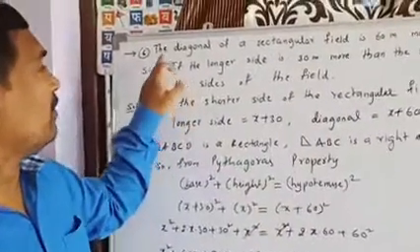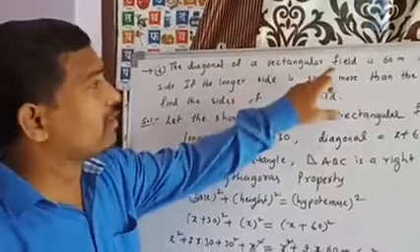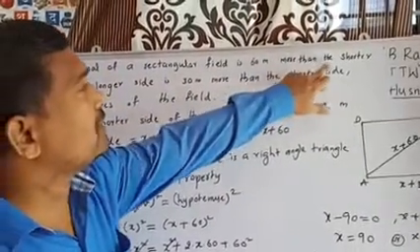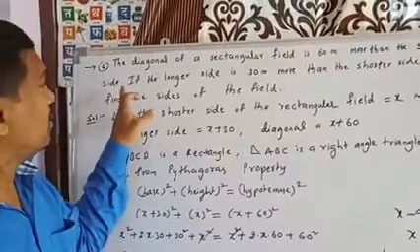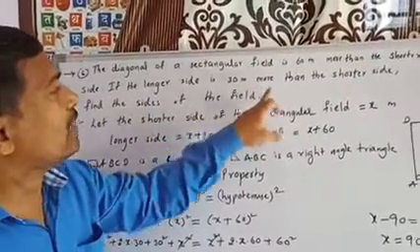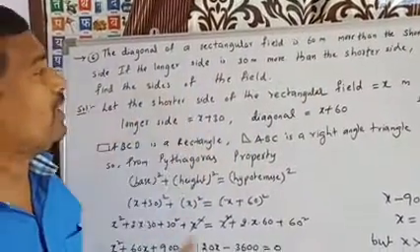Let us take another problem. The diagonal of a rectangular field is 60 meters more than the shorter side. If the longer side is 30 meters more than the shorter side, find the sides of the field.